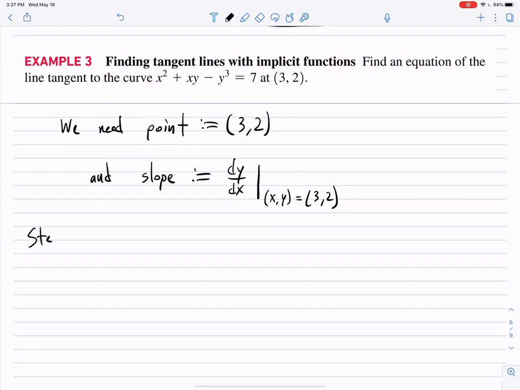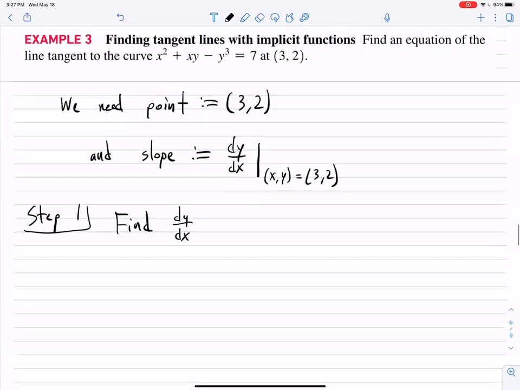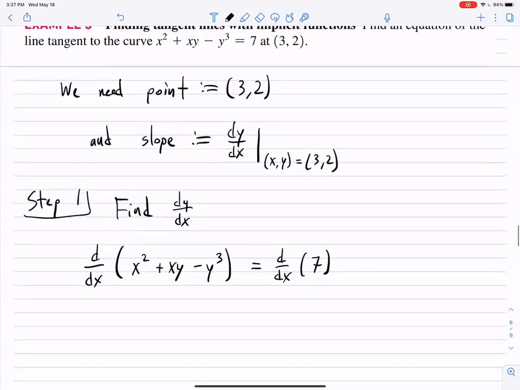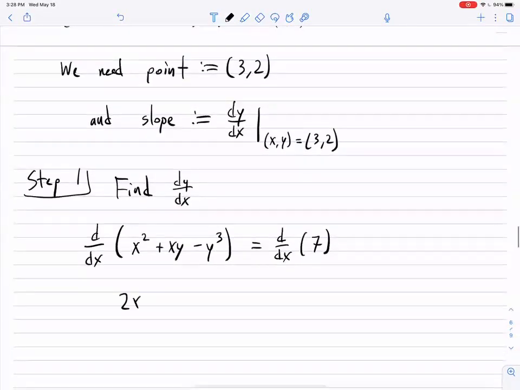So step one, find dy dx. Let's take the derivative with respect to x on both sides. So d dx of x squared plus xy minus y cubed is equal to d dx of 7. Well, that's easy, that's just 0. And so this one is 2x plus, and we've already done this one using the product rule. Remember, it's 1 times y plus x times dy dx. And then minus 3y squared is how I take the derivative of that if it was just like taking the derivative with respect to y. But then I need to multiply by dy dx because it's not x, it's y. And then that's equal to 0.